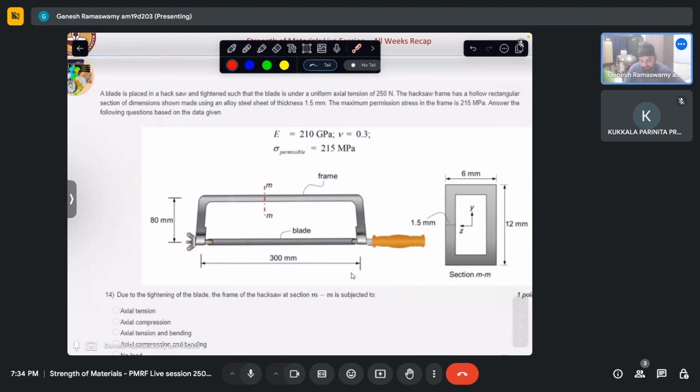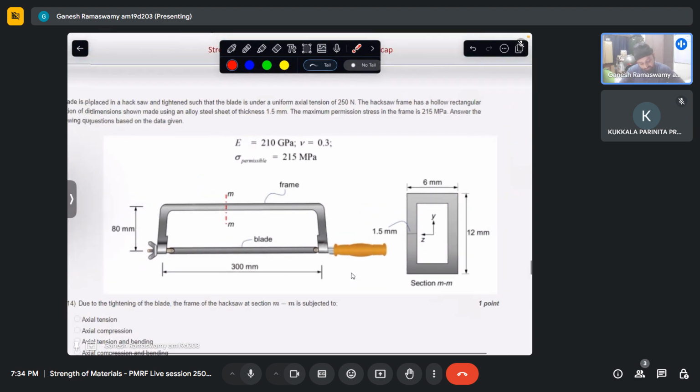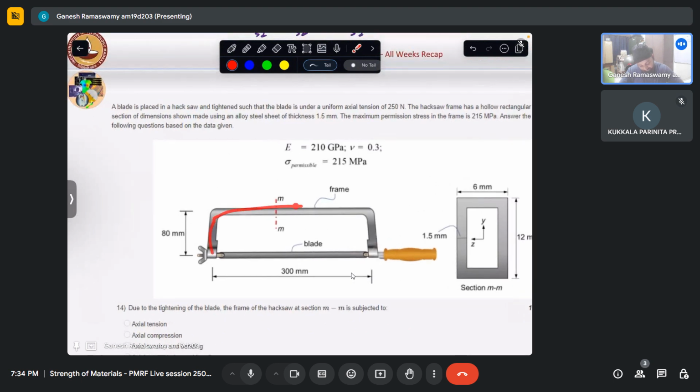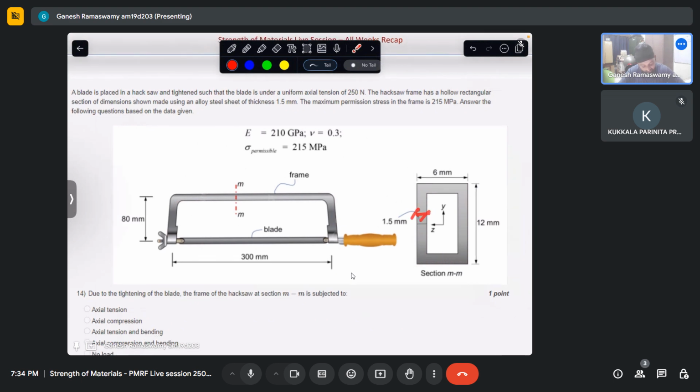A blade is placed in a hacksaw. So we have a blade that is placed in the hacksaw and tightened. This screw is tightened so that the blade is in uniform tension of 250. The hacksaw frame has a section like this, which has dimensions as shown, and is made of alloy steel of thickness 1.5 mm. The maximum permissible stress in this material is 215.